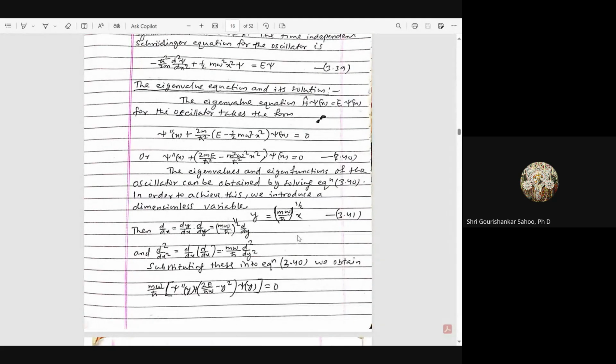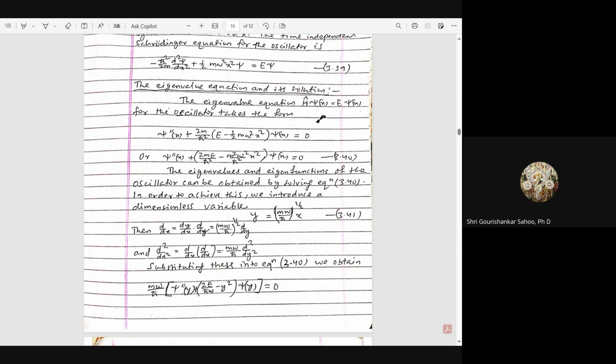The eigenvalue equation H cap psi equals E psi for the oscillator takes the form psi double dash plus twice m by h cross square times E minus half m omega square x square psi equals 0, that is, psi double dash plus twice m E by h cross square minus m omega square x square by h cross square psi equals 0. The eigenvalues and eigenfunctions of the oscillator can be obtained by solving this equation, and in order to achieve this, we introduce a dimensionless variable y equals square root of m omega by h cross multiplied by x.